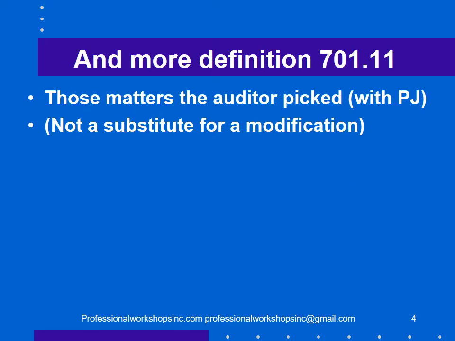And it sort of finishes off in 701.11, basically those matters the auditor picked by applying professional judgment. And the other thing that 701.11 tells us is a key audit matter is not a substitute for a modification. If you need to qualify or deny or have an adverse opinion, then you don't use a key audit matter instead. Now, you will need a key audit matter as well if you have a modification, but you don't use it instead.